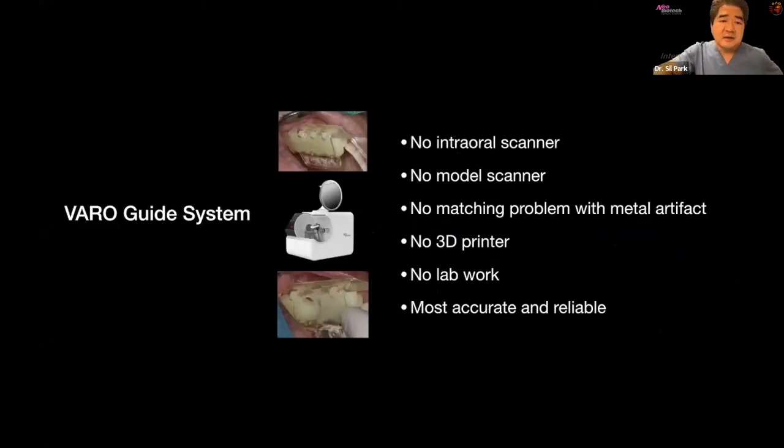So again, with the VARO guide system, we don't need any intraoral scanner. Well, you don't need a model scanner, right? And since everything is done within one CBCT, it is much more simplified. You don't need to buy a 3D printer, and you don't need any lab work, and it is much more accurate and reliable compared to the currently available conventional CAD/CAM system. That is a great aspect of it, right?